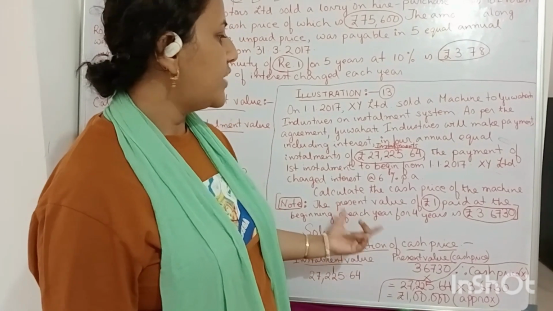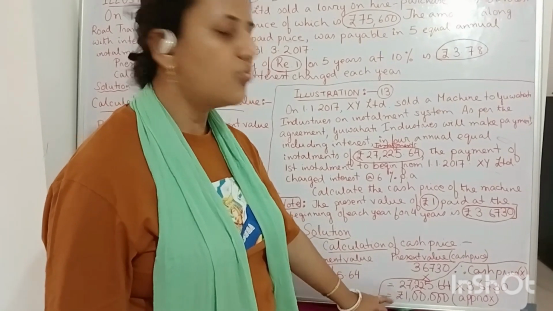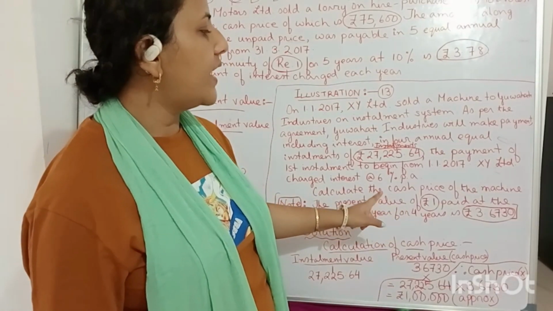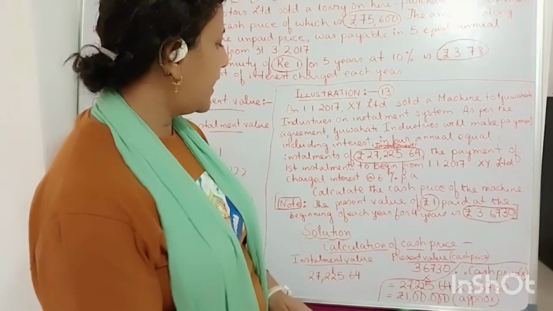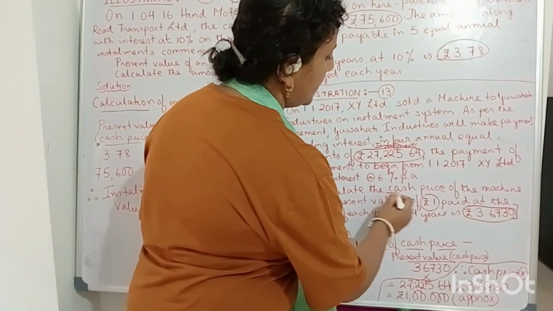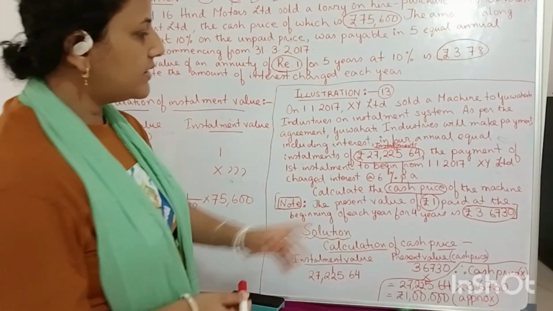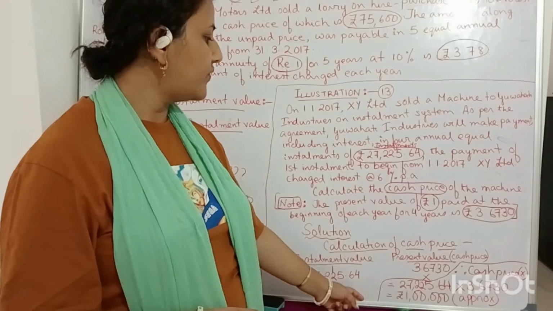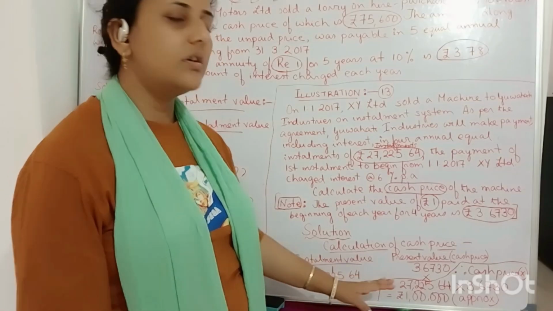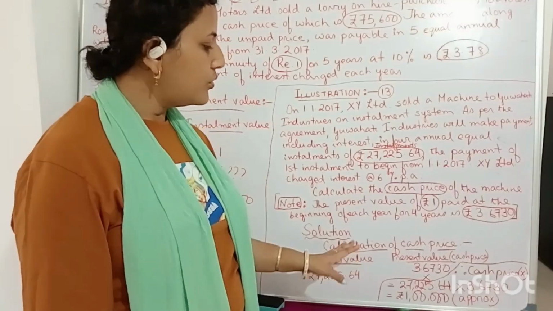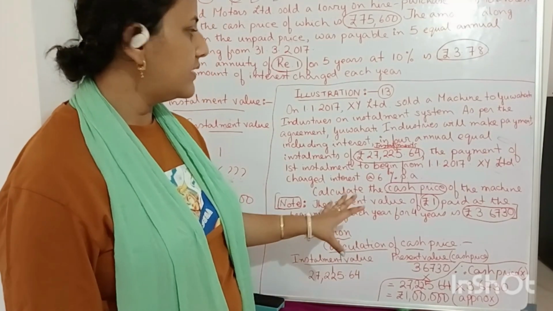So what is the cash price of the machine then? It is 1 lakh. Nothing else has been asked to find out in this question. Only the cash price you have to take out, the cash price of the machine. That is taken out by solving this, by following the annuity table. So no more calculations are there in this sum.